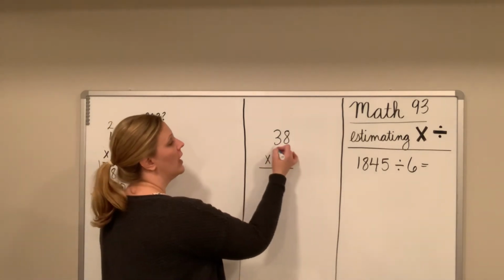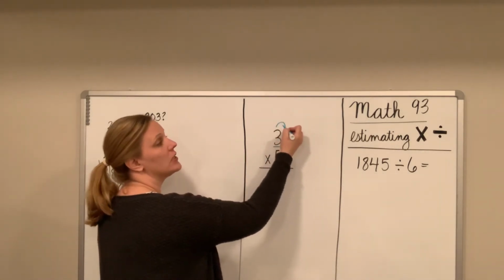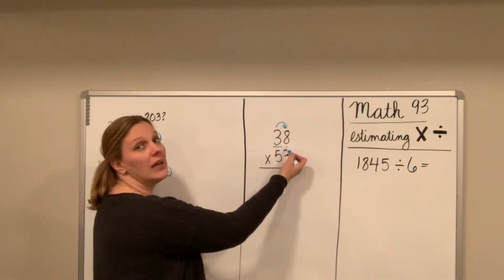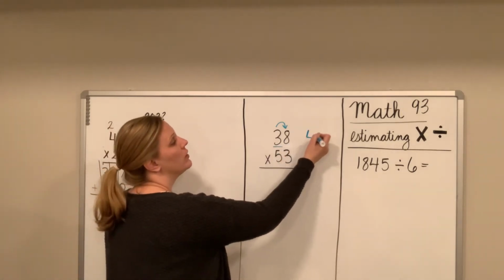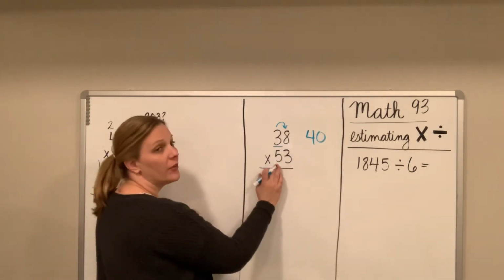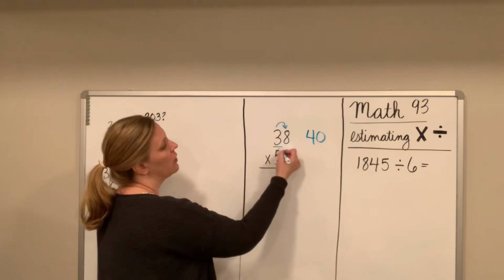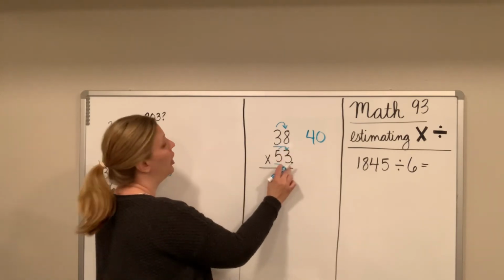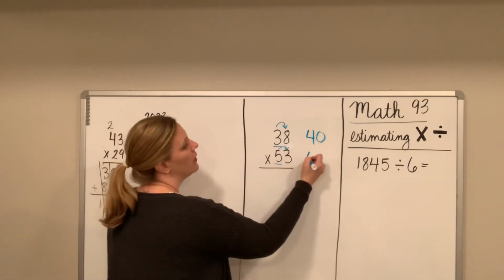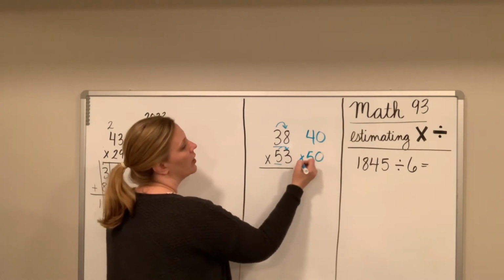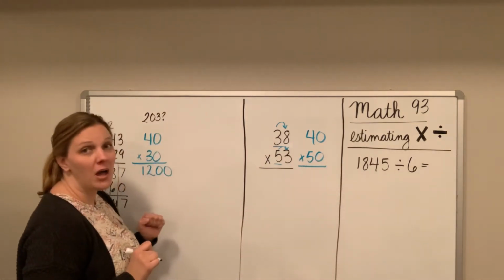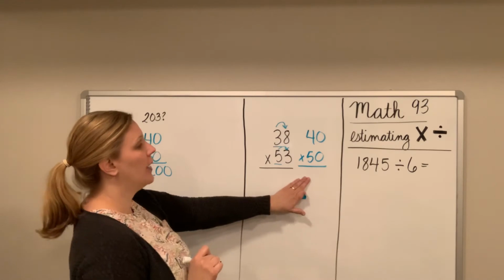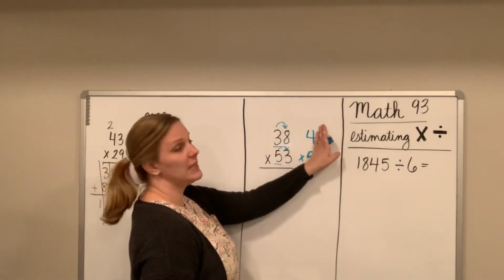For 38, I'm going to come to my tens, look next door to my ones. Is 8 5 or greater? It is. I'm going to round up to 40. Then for 53, look next door, is 3 5 or greater? No, it's going to stay the same at 50. For my estimate, I'm going to multiply 40 times 50. Just ignore my zeros for a few minutes.